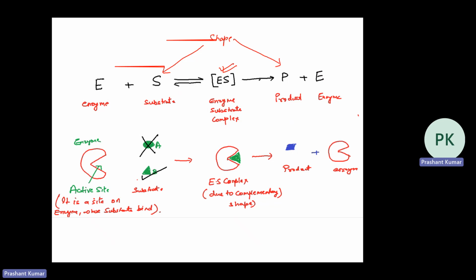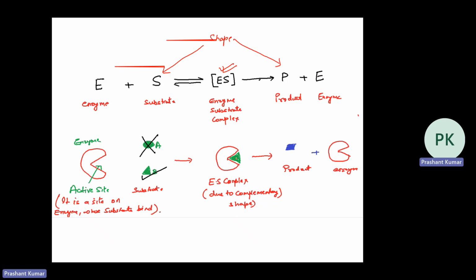You can see here. In this section, I have drawn the enzyme, and this is the active site, which is V shape. And we have two substrates. So A cannot bind here. B can bind because B has a shape which can fit in the active site of this enzyme, and the complex is formed. And see the product.